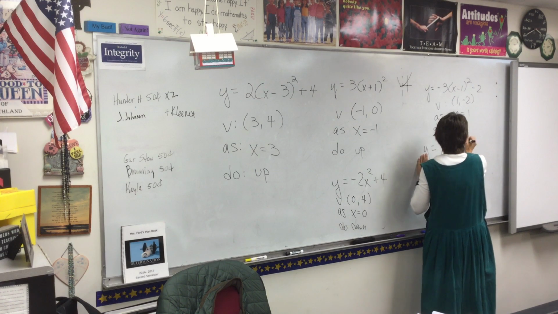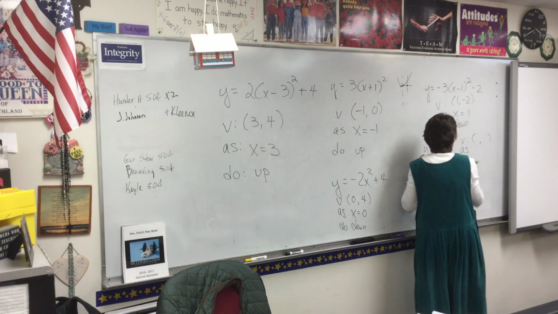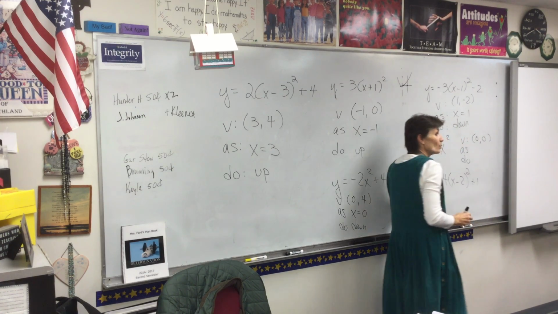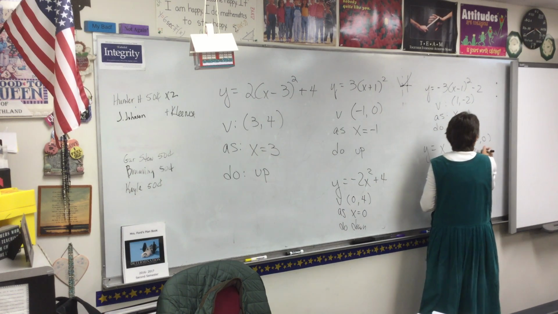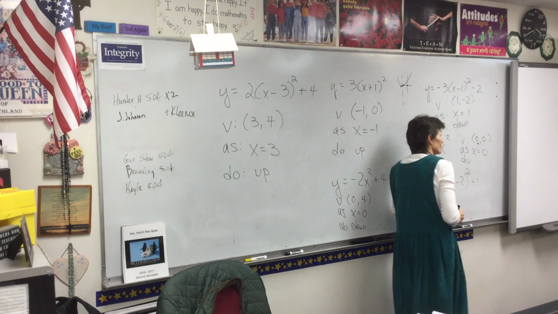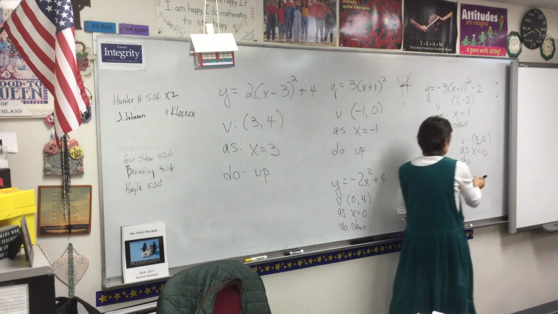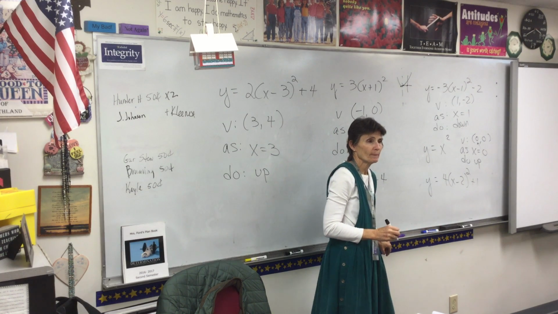This is your BFF. What's the vertex? 0, 0. The origin, which makes your axis x equals 0, always matches this number right here. And it opens up. That's just your standard quadratic squaring function.